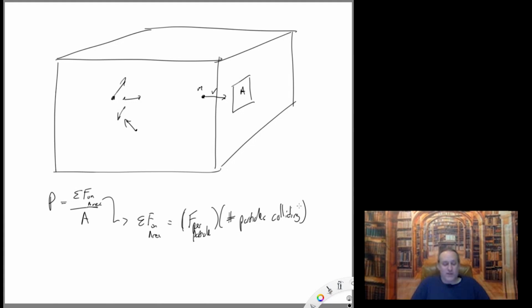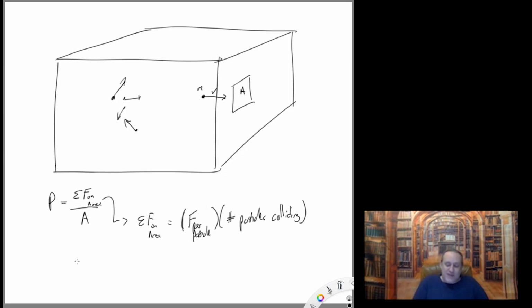Okay, so we're breaking it into two pieces. The first part is kind of just physics. How much force does the particle give the wall when it hits and bounces off? And the second part is statistics. We want to know how many particles are going to hit that section, because most of the particles are going to hit other places. So let's focus first on the force per particle.